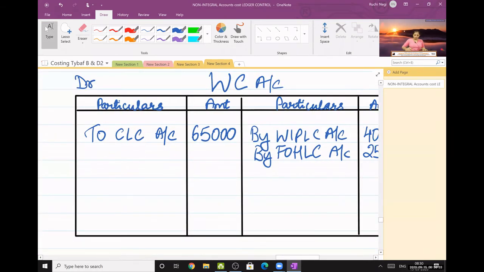समझ में आया? Just acknowledge it in the chat box. Till here, is it clear to everyone? Okay, nothing great I have done. Just posted the journal entries into their respective ledger accounts, giving 2 effects.